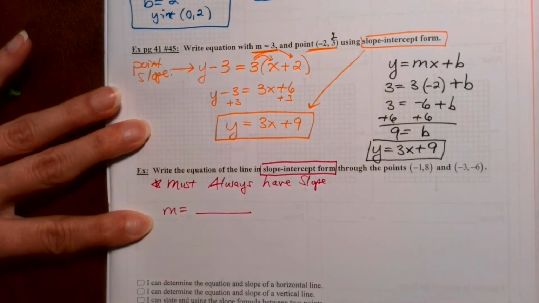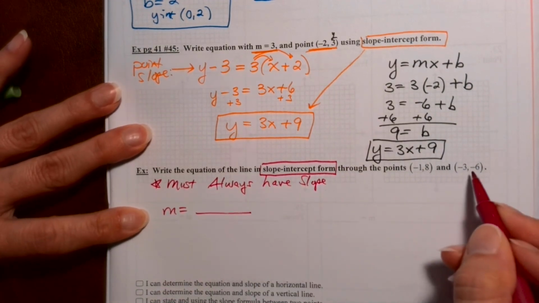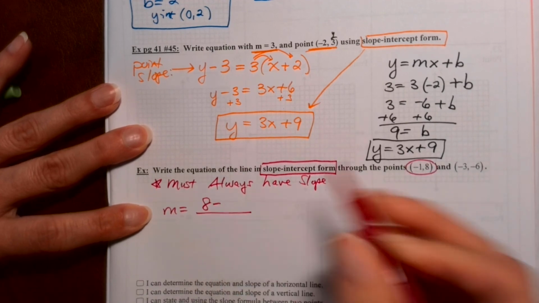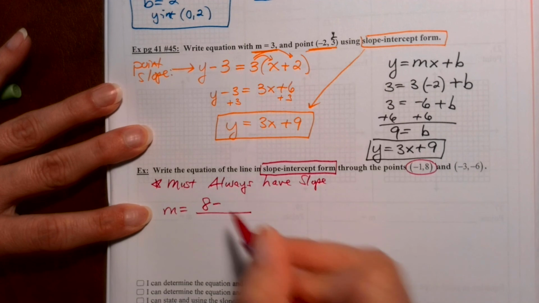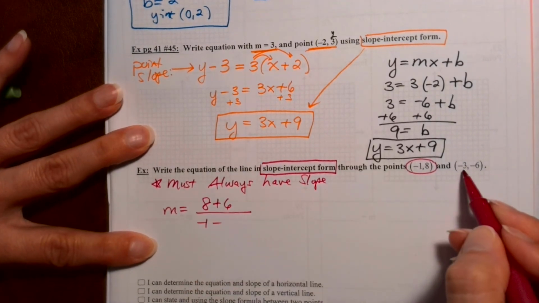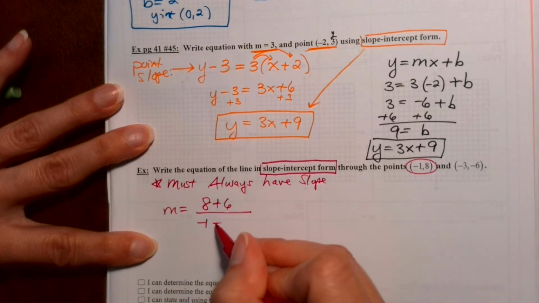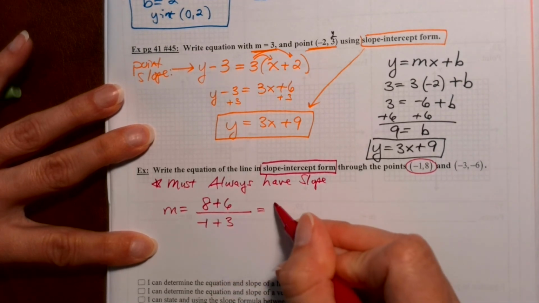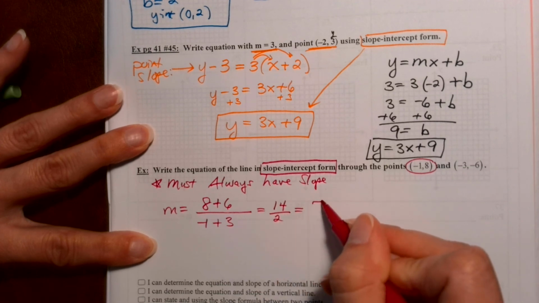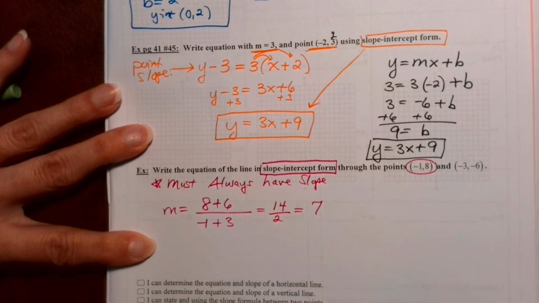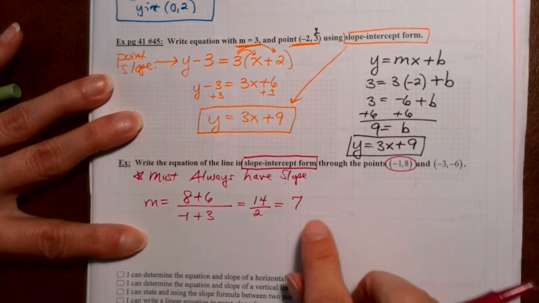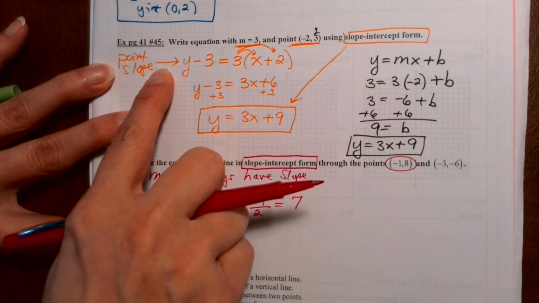Y minus y. Which y do you want to start with? 8 or negative 6? I want to start with 8. 8 minus the other y, which is negative 6. And then I'll start with negative 1 minus the other x, which is negative 3. And we have 14 over 2, which gives us a slope of 7. Now we're going to find the equation. I'm going to use point-slope form like I did up here and just rearrange.